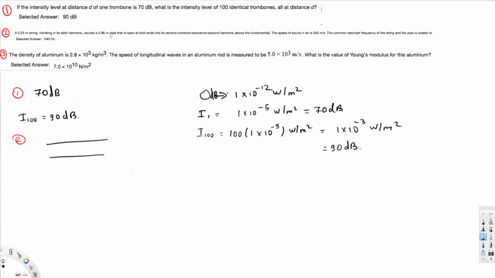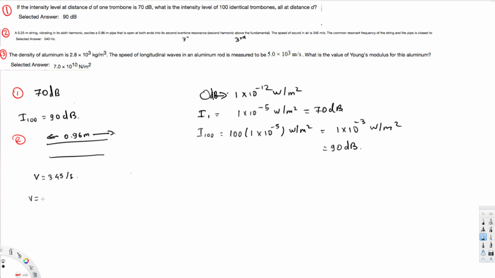Let's go further and read this question. So the pipe length is given as 0.96 meter, open at both ends, and excited into its second overtone, the second harmonic above the fundamental. Second harmonic above the fundamental means the third harmonic, and second overtone also means the third harmonic, so it's the same thing. The speed of sound is 345 meters per second, and the common resonant frequency of the string and pipe is close to what? So they are asking for the frequency.